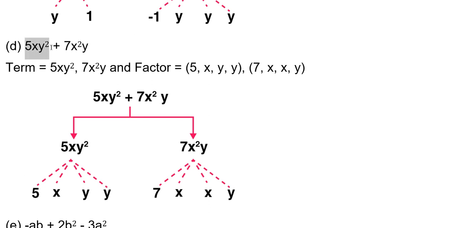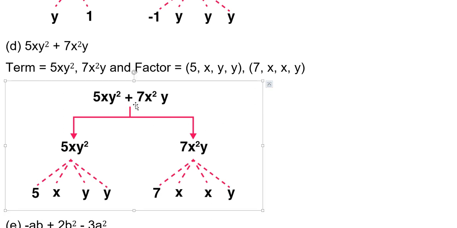D, 5xy square plus 7x square y. Terms: 5xy square, 7x square y. Factors: 5, x, y, and 7, x, y. So 5xy square plus 7x square y can be written as 5, x, y, y and 7, x, x, y.